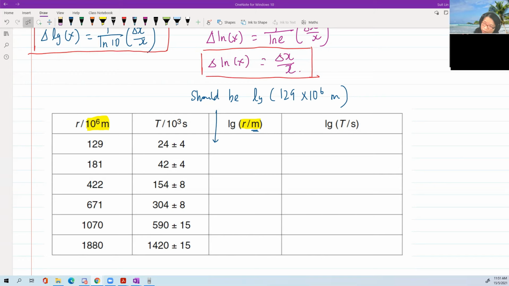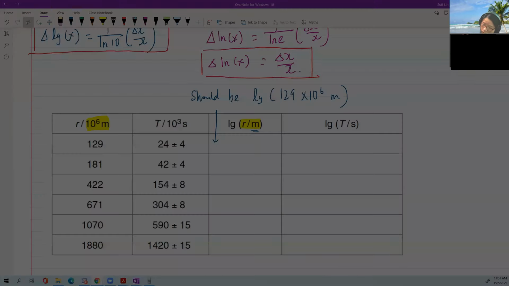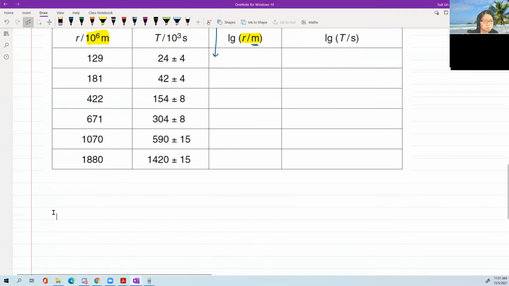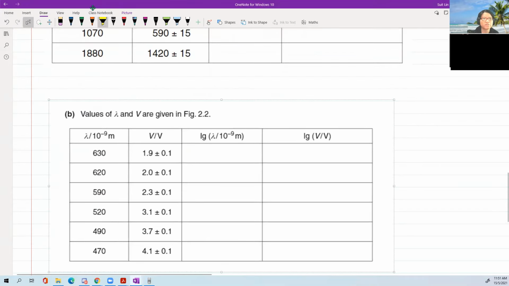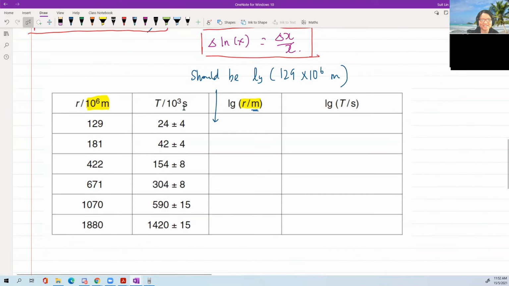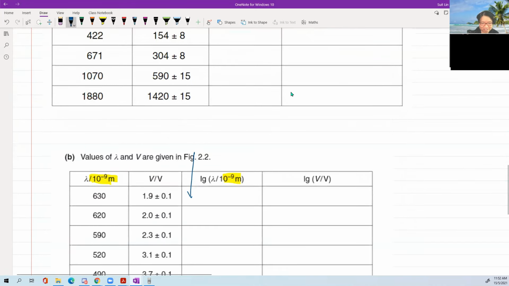Compared to this table here. You see, this one, they put the prefix inside. This one here, the prefix is not inside. So you should press this one. This one, the prefix is inside. So when you press calculator, it should be log 630.